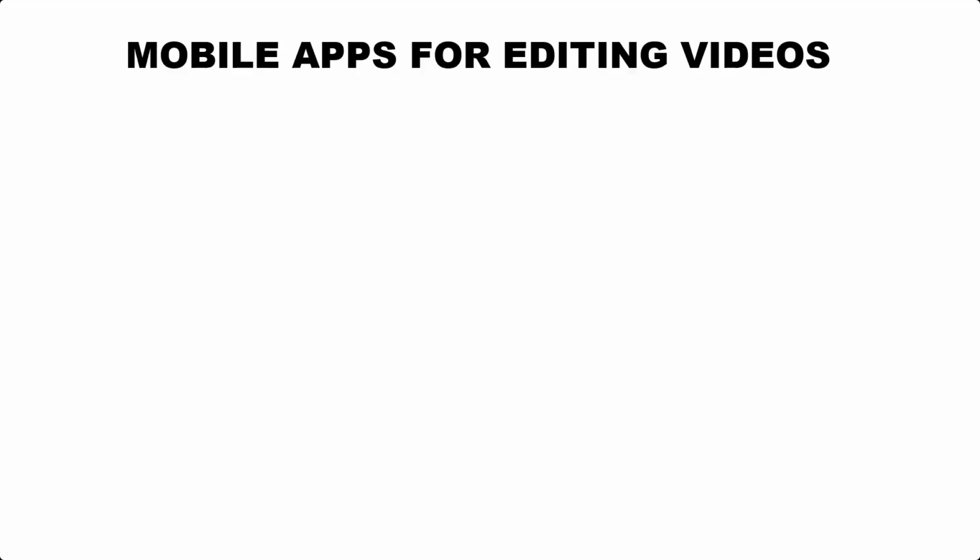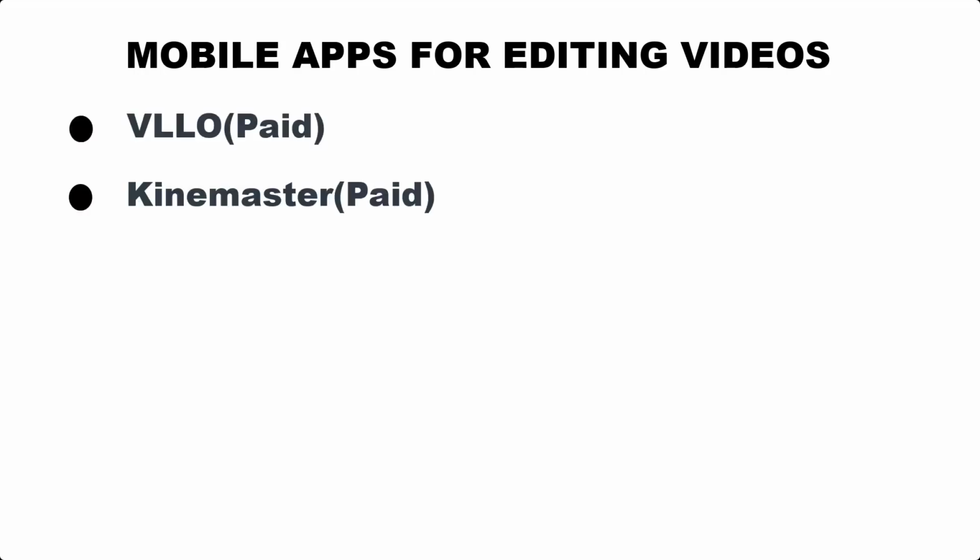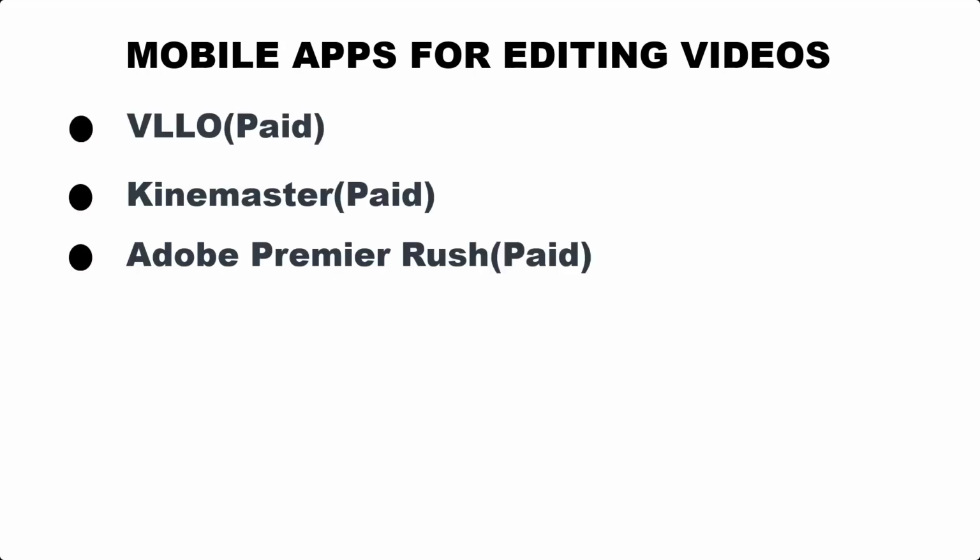So in order to edit your videos with your mobile phone, and mind you, this works for either iPhone or Android, you can use a series of video editing apps. You can use paid apps like Vlo, which is VLLO, KineMaster. Then you can use Adobe Premiere Rush. Then you can also use Filmora. So those are paid apps you can use to edit your video.